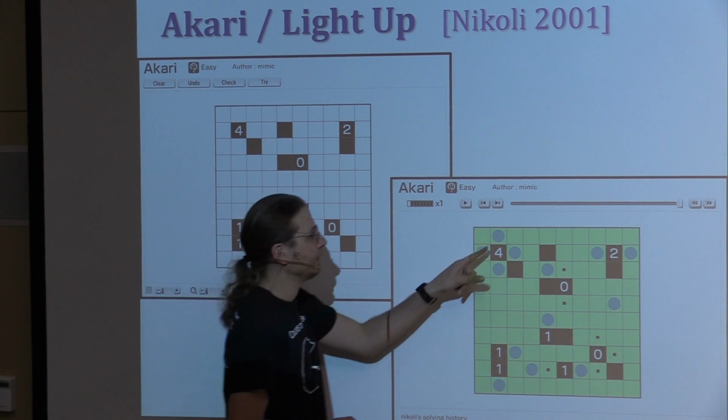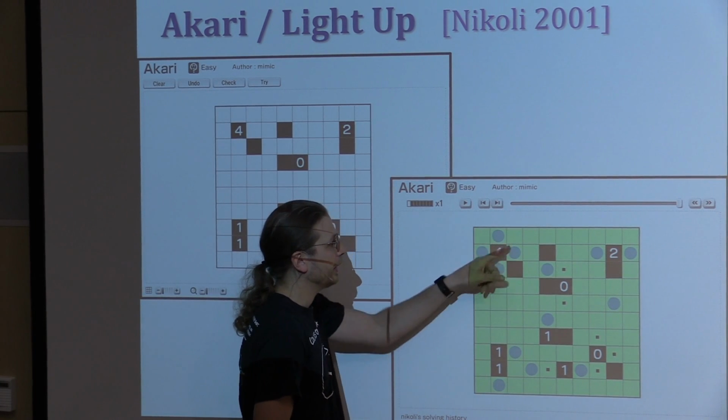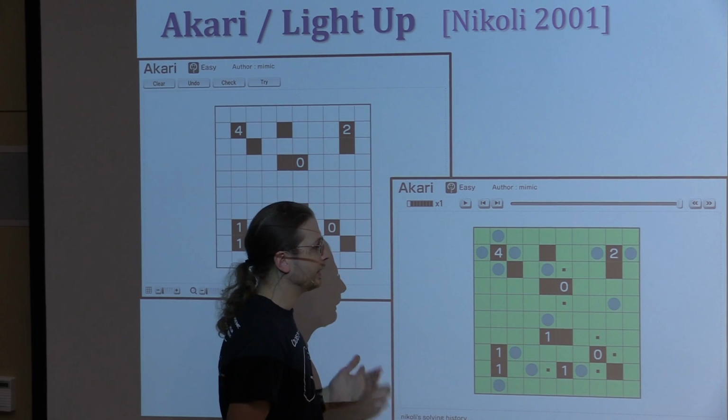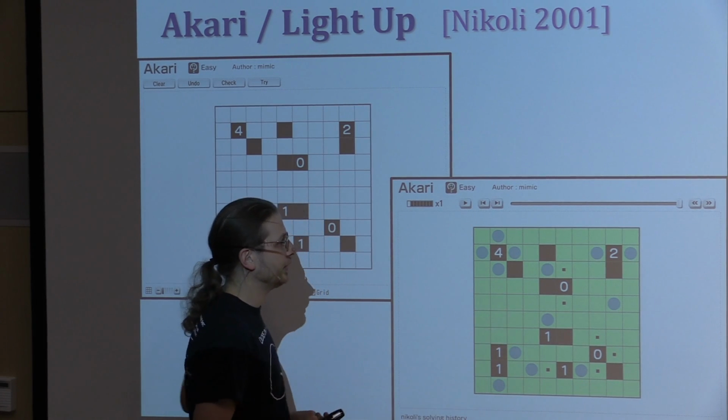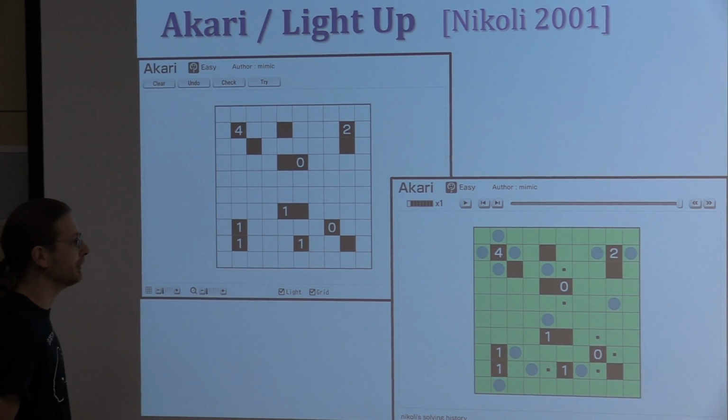So you've got to satisfy the number constraint. You can only place lights in the blank squares. You have to light everything, and they can't see each other. So this is a valid solution. This is puzzle 1 on the Nikoli website, and there's a ton more if you want to play.